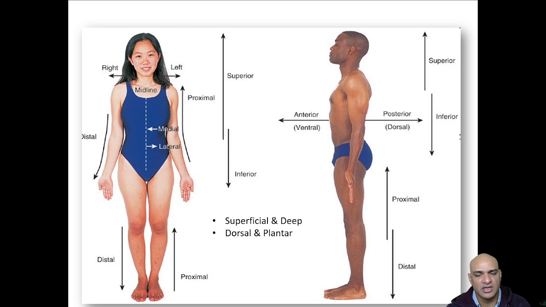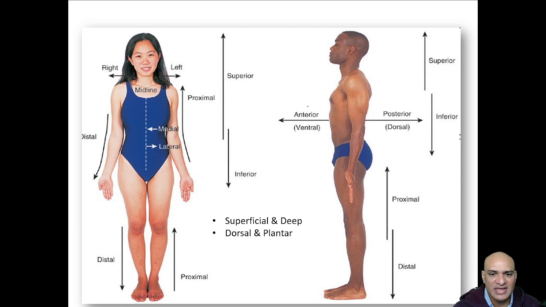Next, we have superior and inferior. Superior means anything which is above, inferior means anything which is below. For example, if you were to consider the eyes and, say, the mouth, between the eyes and the mouth, the eyes would be superior, mouth would be inferior. Similarly, if you were to consider, say, the head versus the foot, the head would be superior, foot would be inferior.